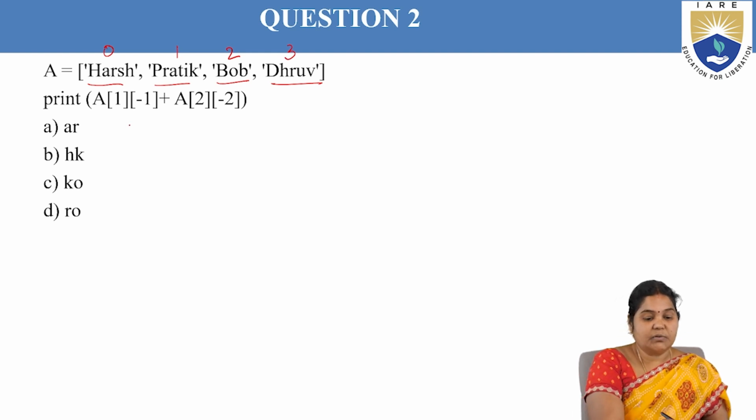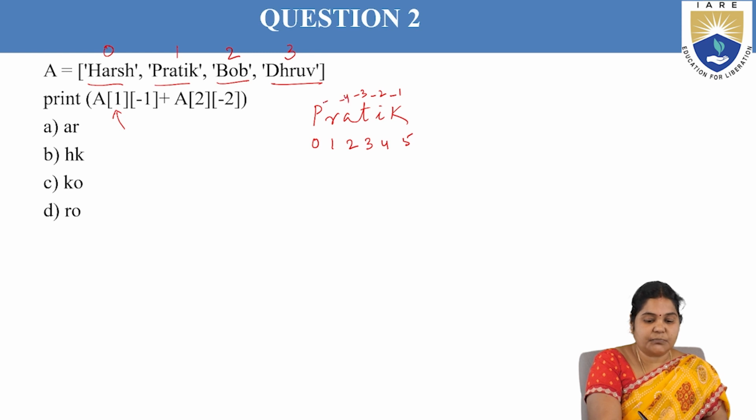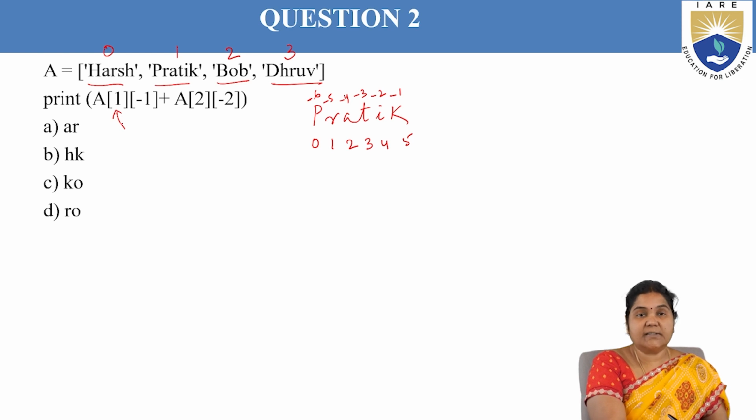So the first word is Pratik. In this word, if you give the indexing, left to right it is 0, 1, 2, 3, 4 and 5. Right to left it is -1, -2, -3, -4, -5 and -6. In the question it is asked for the index of -1 in the first word, which is nothing but K. So we are getting K from Pratik.